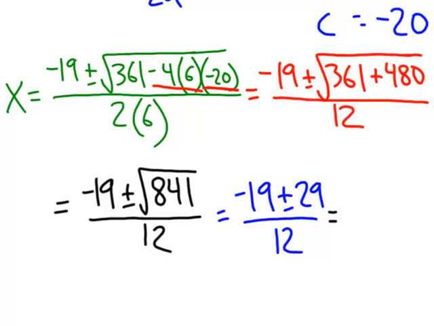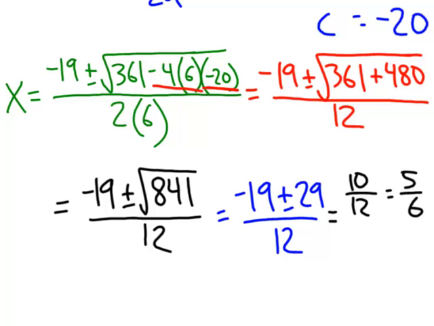All right, let's consider our two options. We have a plus or minus right here. Let's consider the plus first. If we do a plus sign, we've got negative 19 plus 29. That's going to give us positive 10 over 12. And that reduces to 5/6.